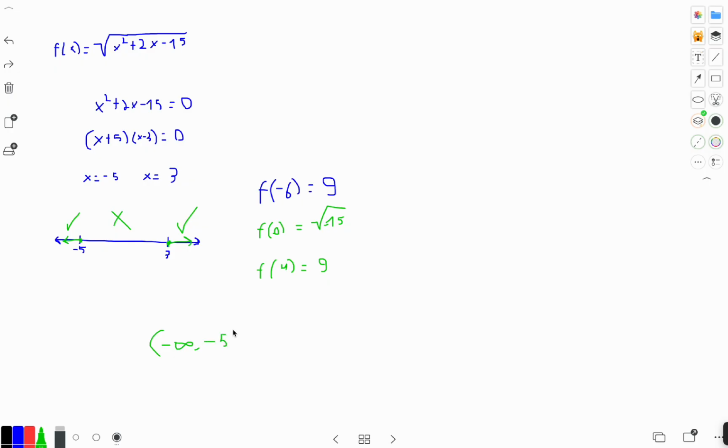So we have a bracket, not a parenthesis, at 5. Then we have the union symbol, and then the graph picks back up at 3, as you can see, including 3. So we're going to have a bracket and not a parenthesis because the value is included. So it starts back off at 3, and then it goes all the way to positive infinity. Great. So on the test, this would be our answer for the domain of that graph.